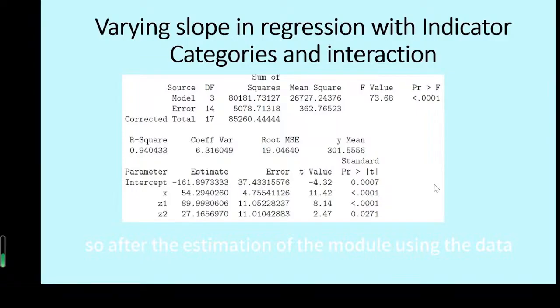So after the estimation of the model using the data, say we can see here x, z1, z2. Here z2 means the interaction term. So both the z1 and z2 parameters are significant, so all these three items will be included in the model.